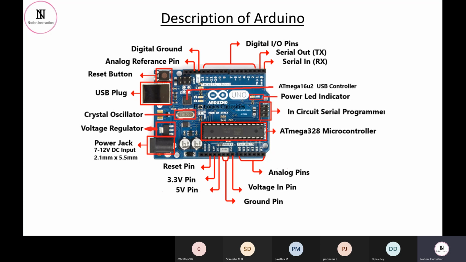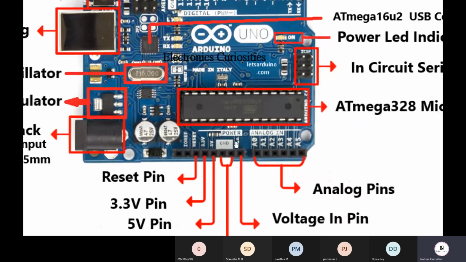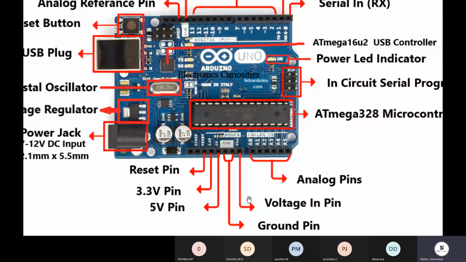For most of the sensors, most of the devices, 3.3 volts and 5 volts are the most common ones. There are also some devices which can work on 3.3 volts as well as on 5 volts. Fine. Then we have two ground pins, which represent the 0 volt supply. And then we have a Vin pin.